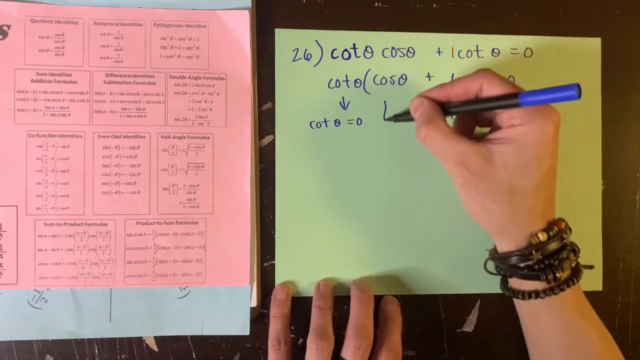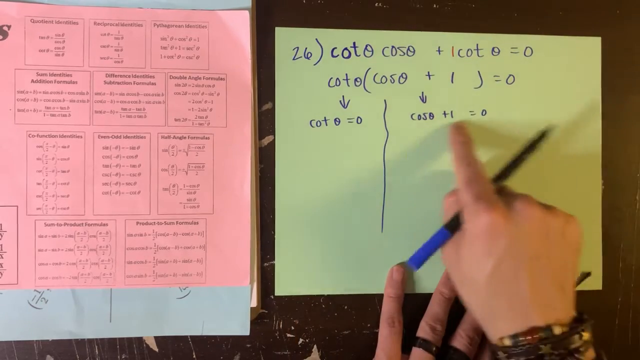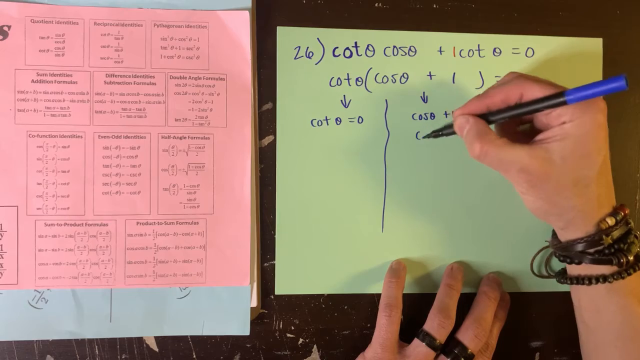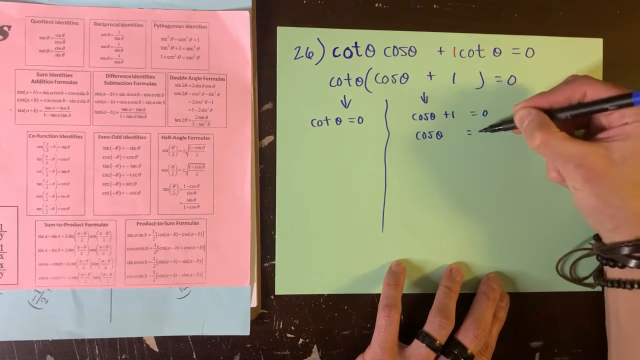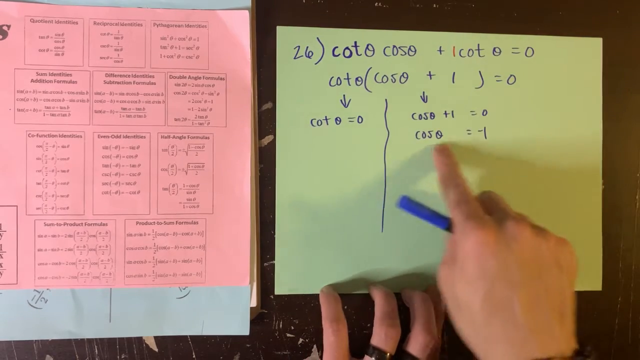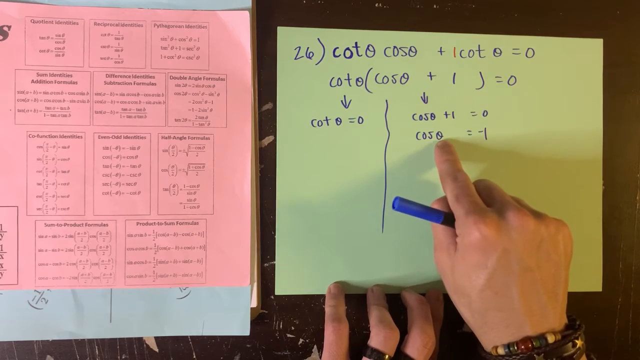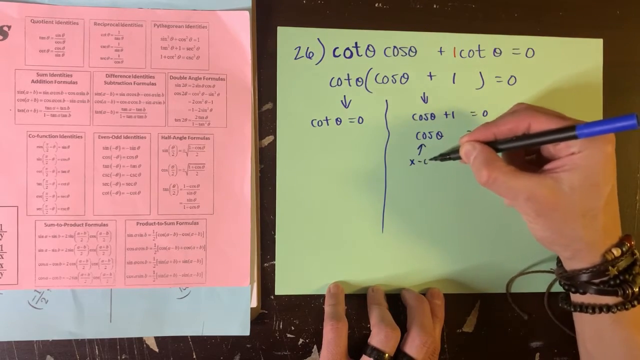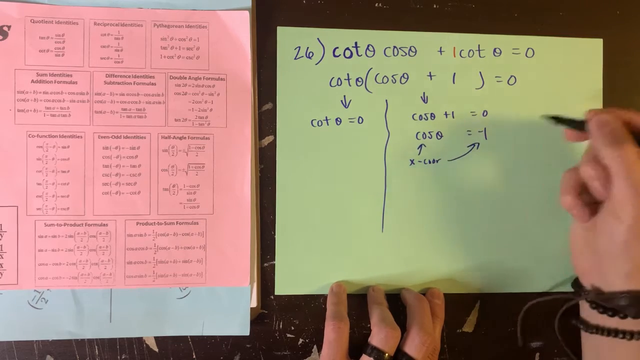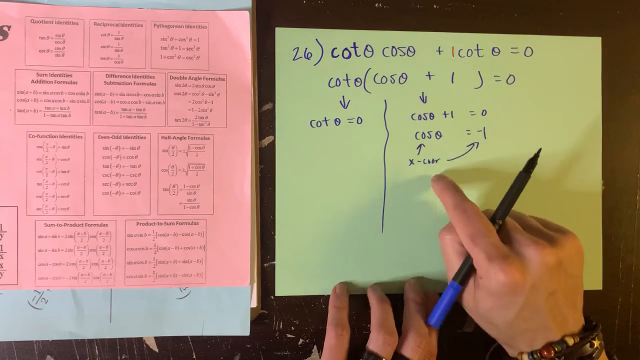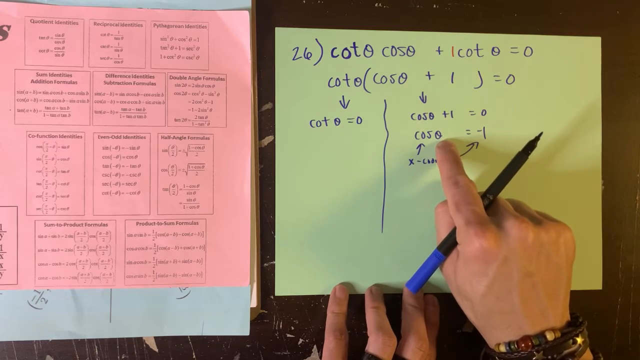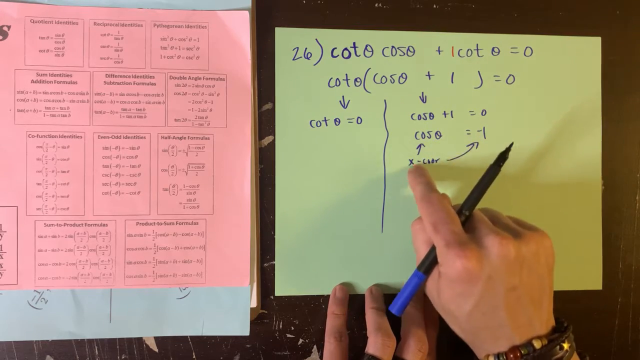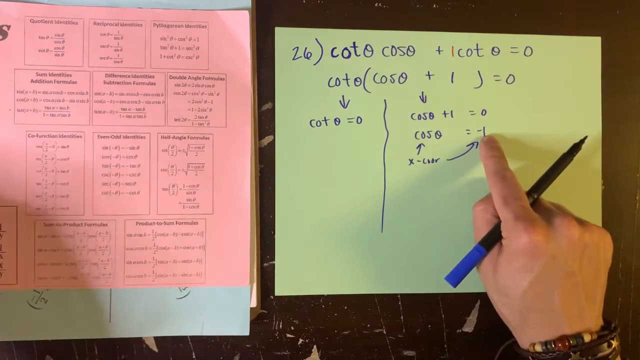So now we have two separate equations. Let's solve this one first. Subtract the 1 to the other side. Cosine of theta equals -1. Remember that cosine is the x-coordinate, and we want the x-coordinate to be -1, where theta is an angle. At which angle is the x-coordinate -1?